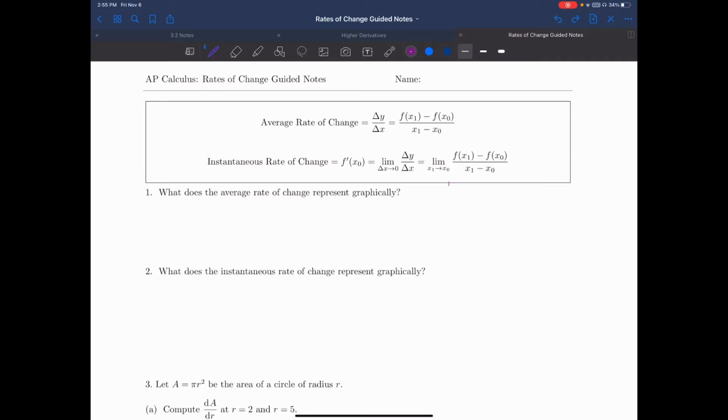And then below that we have the instantaneous rate of change, which is found by taking the derivative. And so these are all equivalent statements. So each of those represents the derivative. So those are just different ways to write it. And if you look at that, the instantaneous rate of change is just taking the limit of the average rate of change.